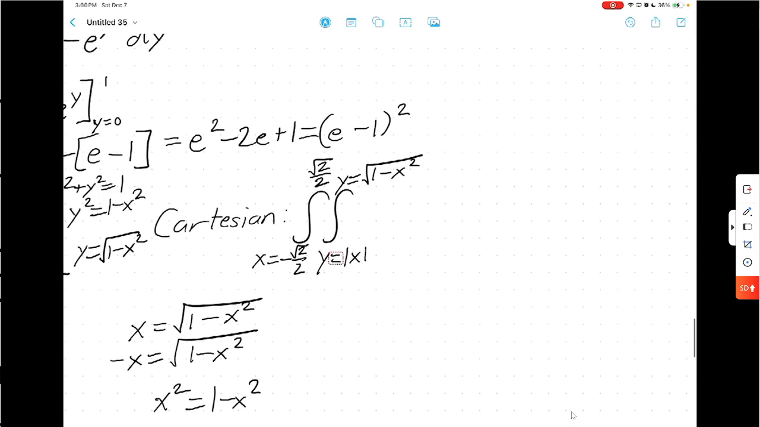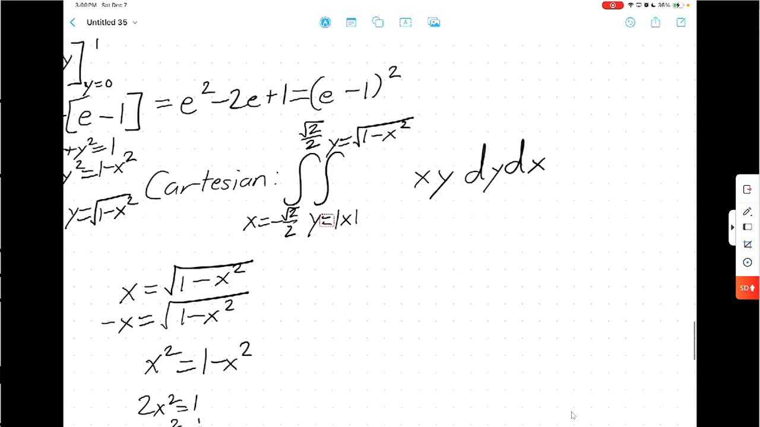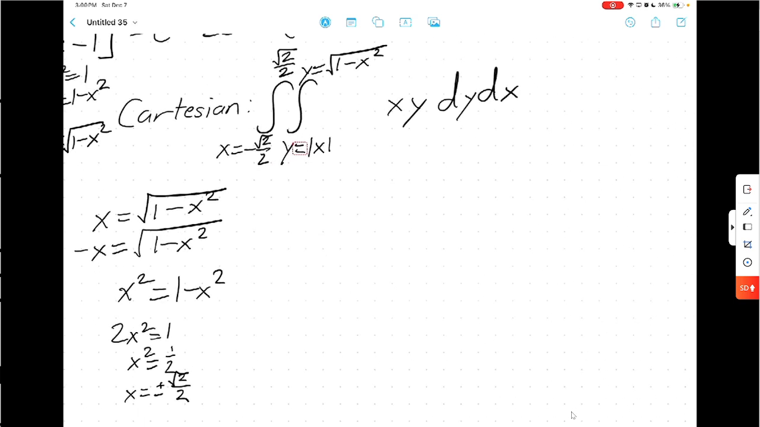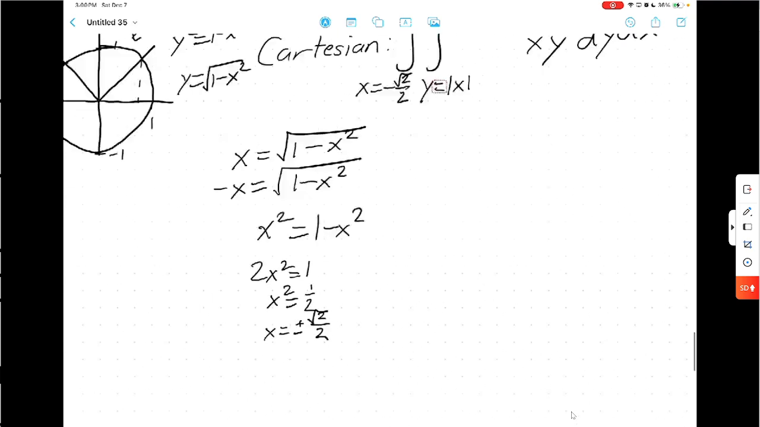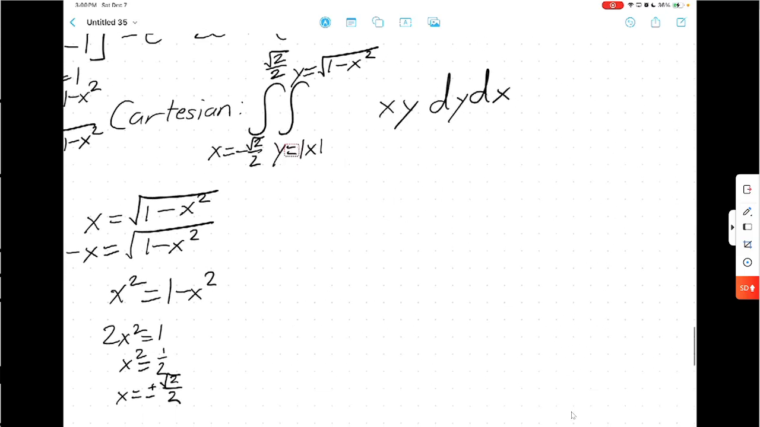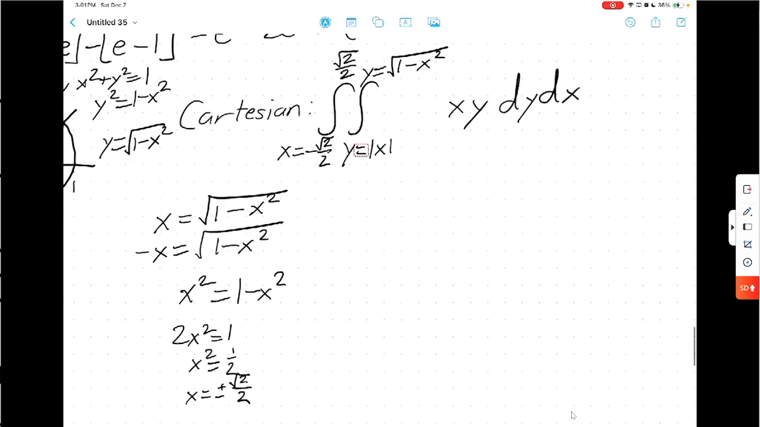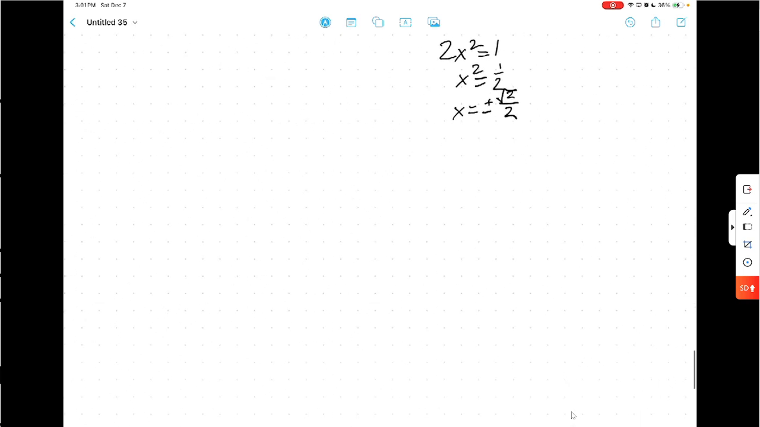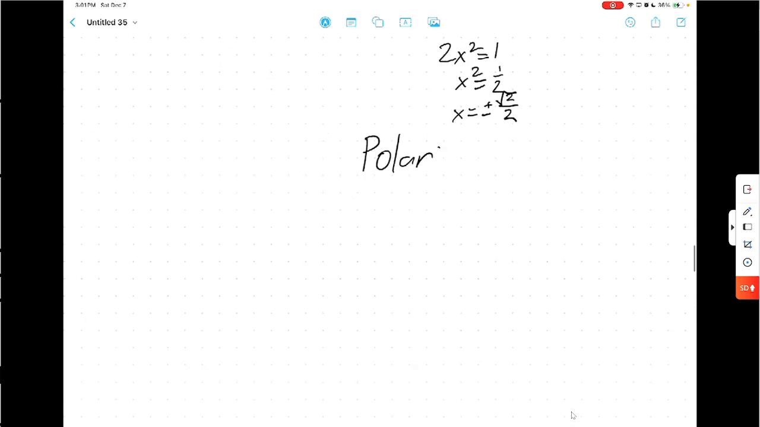So this would be that, and then it says integrate x y dy dx. And you're going to have to split that one in order to do this. In polar coordinates, you get.